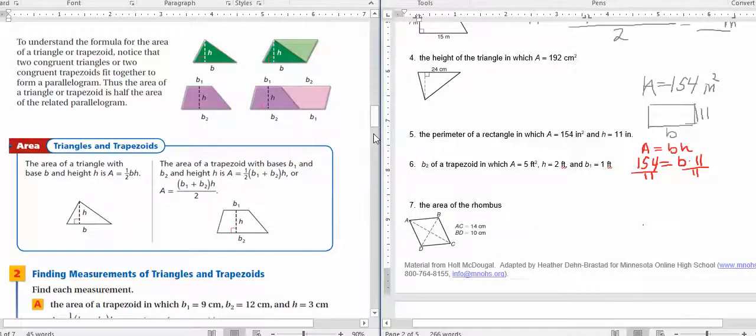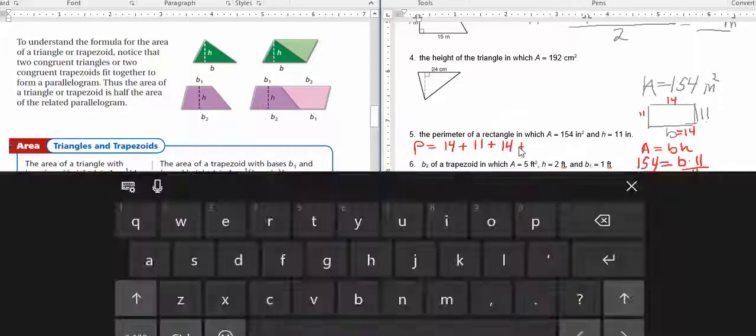Well, once you know what the base is, then you can find the perimeter. Now, there isn't really a separate formula for perimeter of all these different figures. The formula for perimeter, if you want to write it, is you add up all the sides. Well, if the base is equal to 14, then you can add up 14 plus 11 plus 14 plus 11. So you don't really need a special formula for that. Perimeter is always the sum of all of the sides of the polygon.